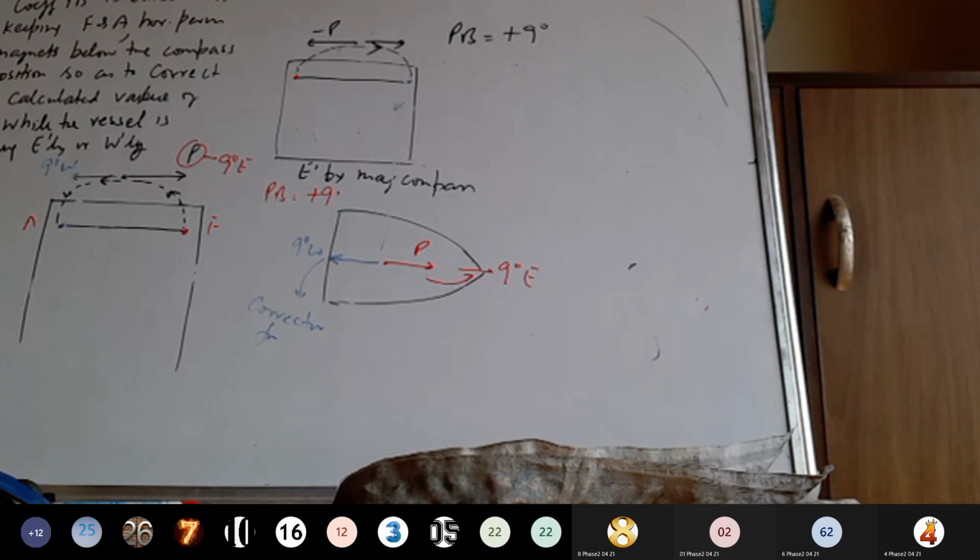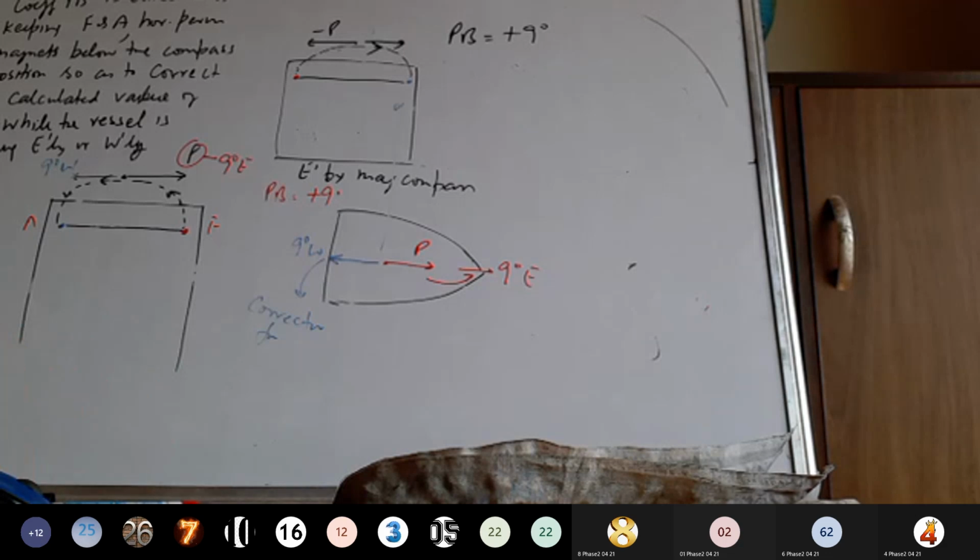Then you keep some sufficient magnets, and then you see whether you are achieving this 90 degree west deflection or not. If you are not achieving it, then you keep more magnets. Still if you are not achieving it, then you bring them closer. So let us say in the magnetic compass binnacle you have the slots.